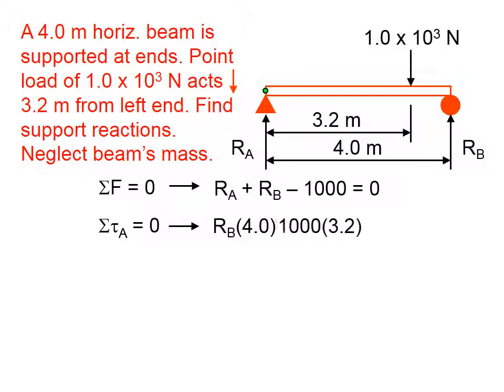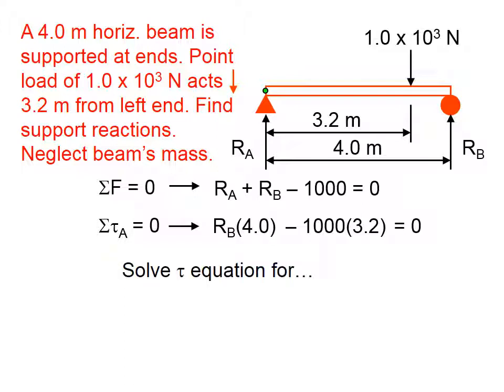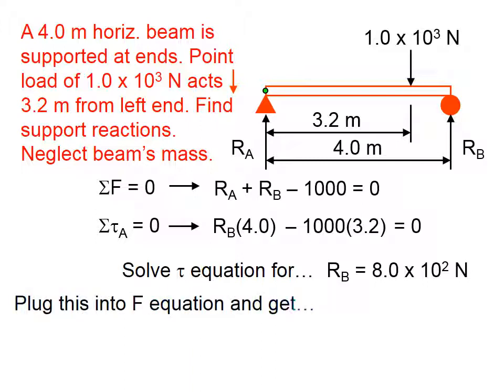The 1,000 newton force, which is at a lever arm of 3.2 meters from that pivot point, would cause the beam to rotate clockwise. So it's given a negative sign. And those torques must add up to 0. So we're going to solve this second equation for the reaction at B because we have one equation and there's only one unknown. So RB turns out to be 800.